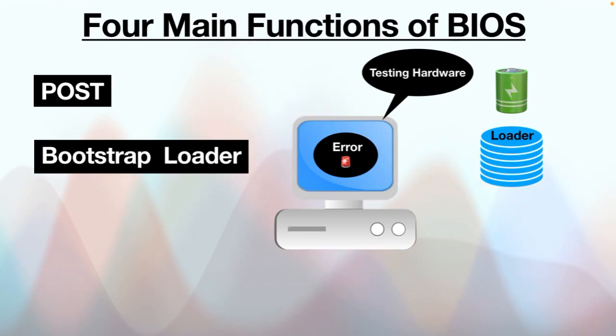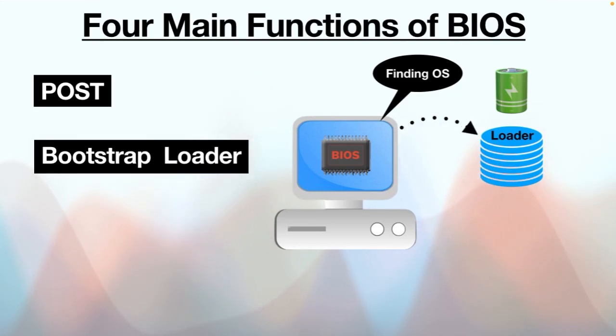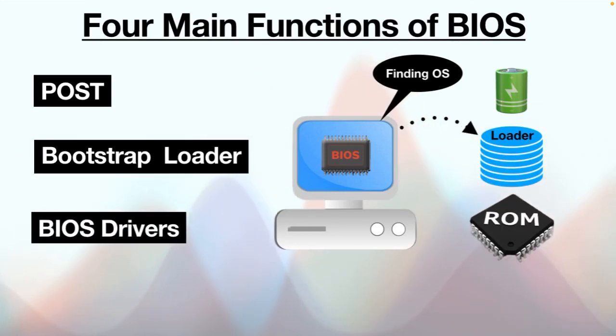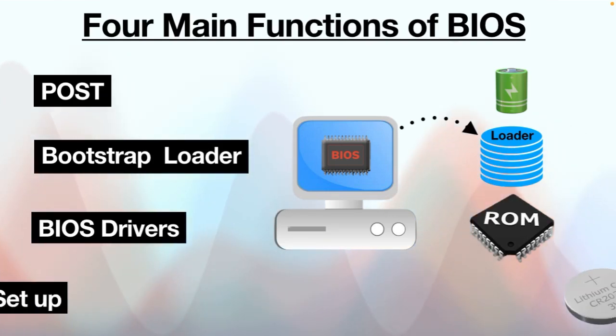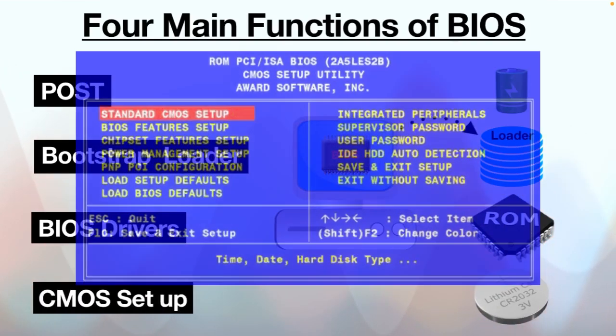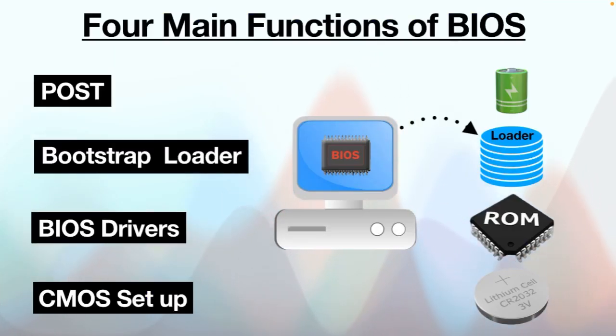Bootstrap loader. It finds the operating system. If a capable operating system is located, BIOS will pass control to it. BIOS drivers. They are stored in the non-volatile memory. Their primary function is to supply basic computer hardware information. CMOS setup. This is a configuration program that enables users to alter hardware and system settings, such as date, time, and passwords.